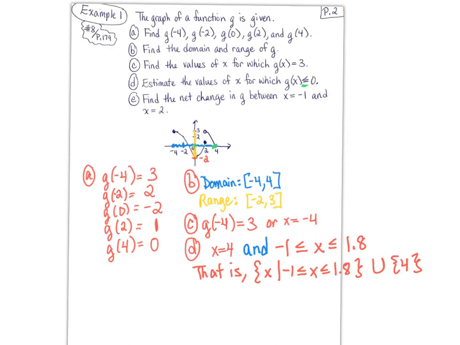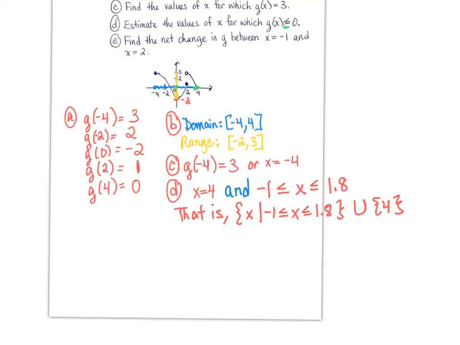What questions do you have? Yes? Part E. Find the net change in G between x equals -1 and x equals 2. How do we find the net change? We talked about that before. But in here we have G. So how would we do that if I want you to find the net change in G between x equals -1 and x equals 2?